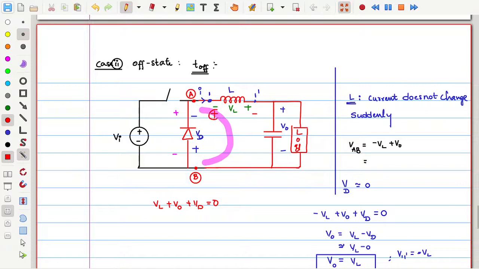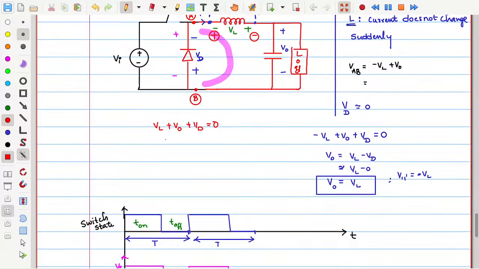Then in this case, I will get V naught is equal to minus VL. I hope this gives you a better sense than the previous one, but both are correct. One thing you need to understand is how you considered the actual polarity, which is very important. If it is with respect to the red color polarity assumption, you will get V naught as negative, or if it is with respect to the green color polarity, you will get this expression.